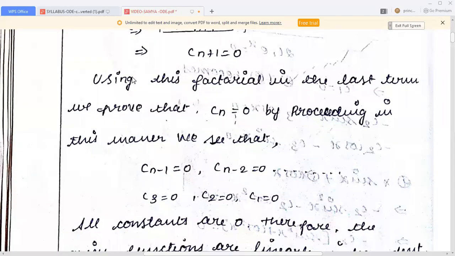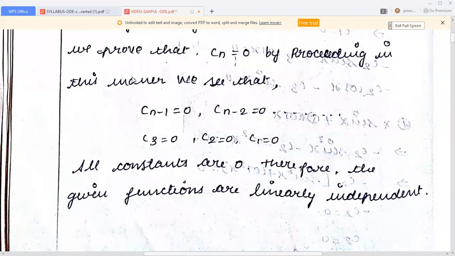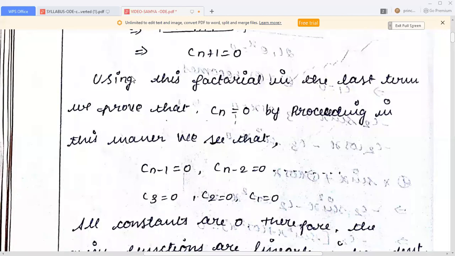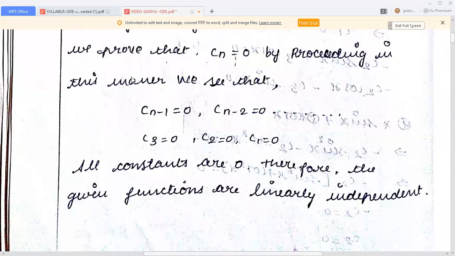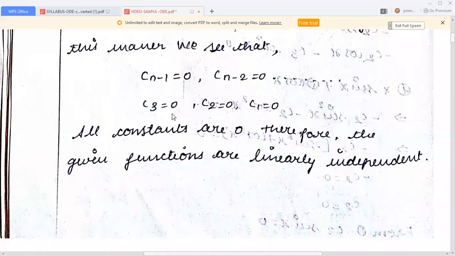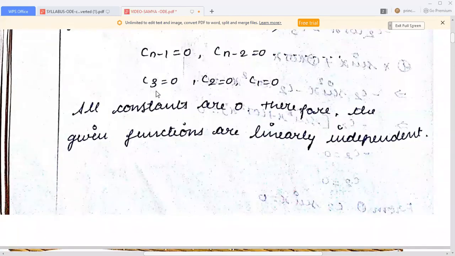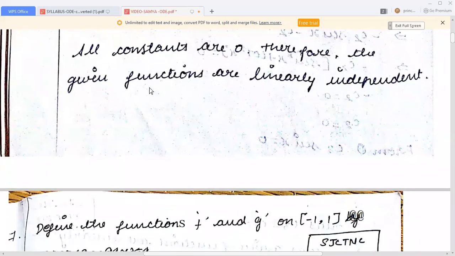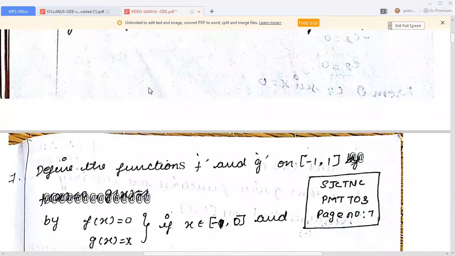Using this factorial in the last term, we prove that Cn equal to 0. By proceeding in this manner, we see that Cn minus 1 equal to 0, Cn minus 2 equal to 0, Cn minus 3 equal to 0, etc. C3 equal to 0, C2 equal to 0, C1 equal to 0. Therefore, all constants are 0. Therefore, the given functions are linearly independent.